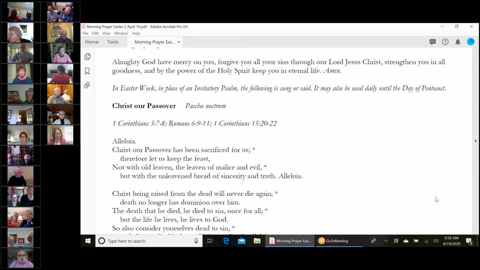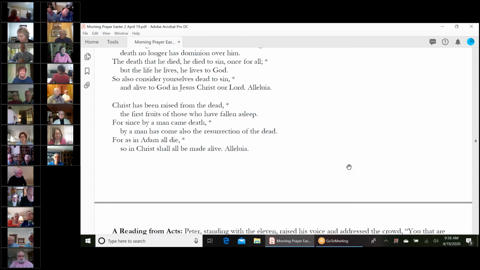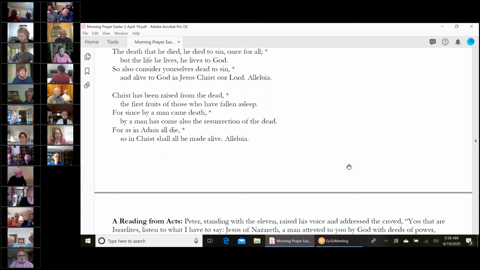Hallelujah! Christ, our Passover, has been sacrificed for us. Therefore, let us keep the feast. Christ, being raised from the dead, will never die again. Death no longer has dominion over him. So also consider yourselves dead to sin and alive to God in Jesus Christ our Lord. Alleluia. For since by a man came death, by a man has come also the resurrection of the dead.